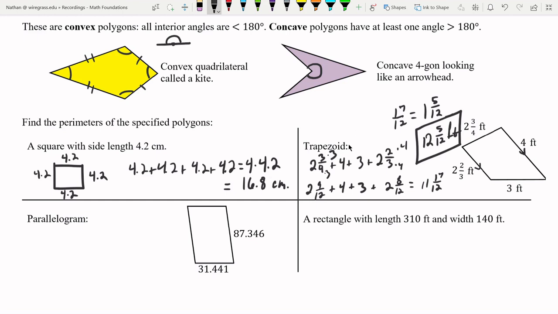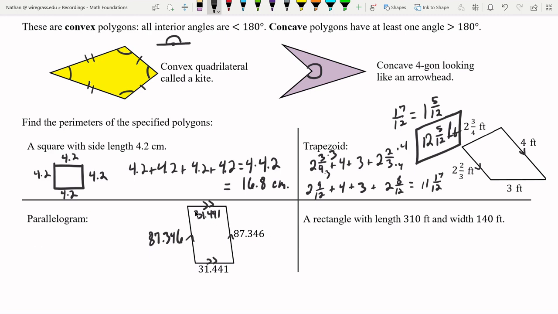Okay, a parallelogram has opposite sides equal. You can also see that the opposite sides are also parallel. They're going the same direction. So opposite sides equal, meaning that this side here is 31.441. This side here is also going to be 31.441. This side here is 87.346. So this side is also 87.346. And so to find the perimeter of this shape, we just need to add them all up.